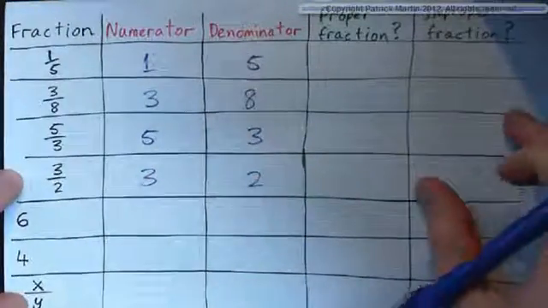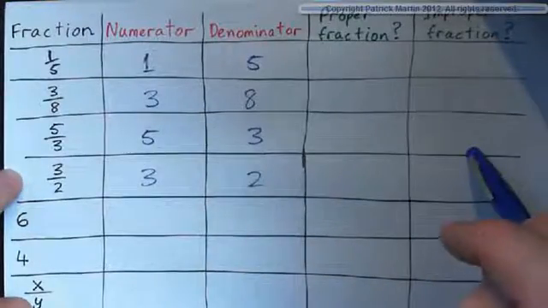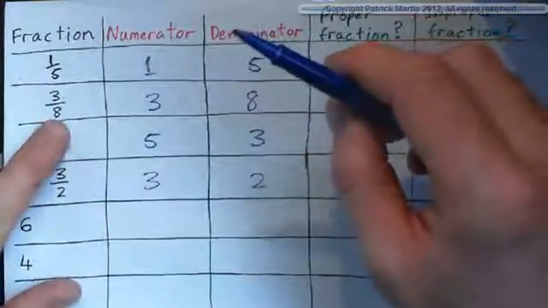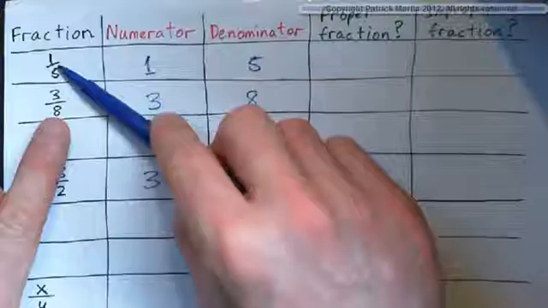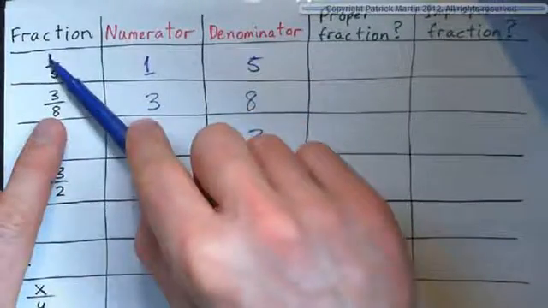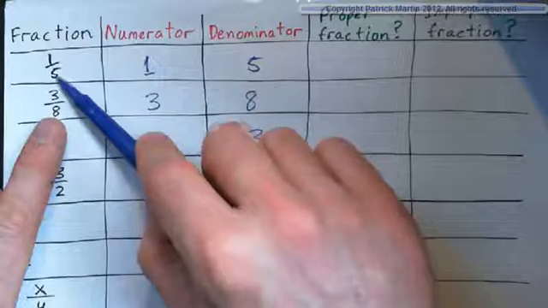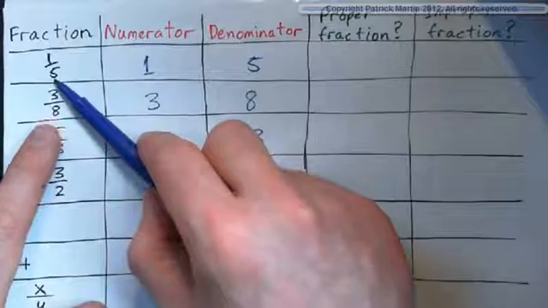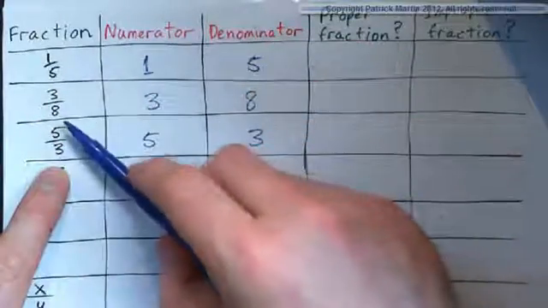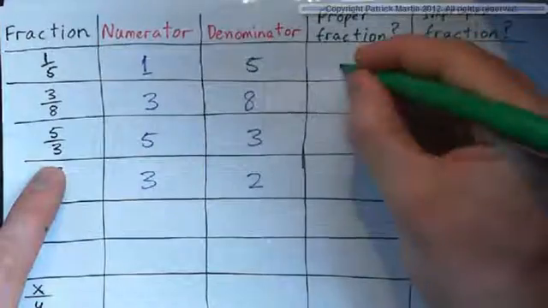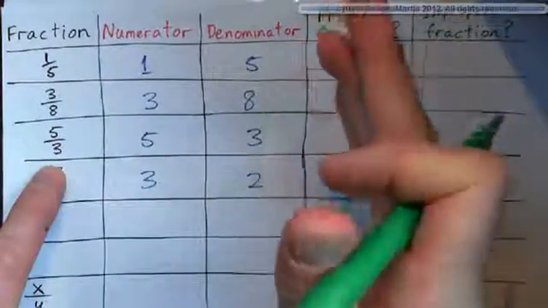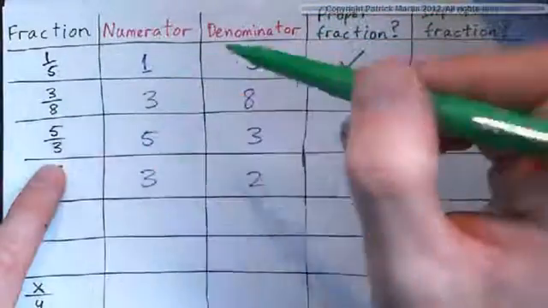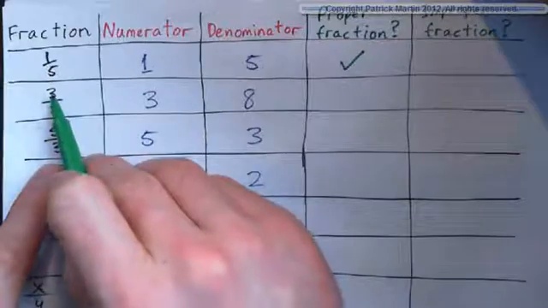Okay, so let's look at proper fractions and improper fractions. A proper fraction is like your regular fraction, like 1/5, where the numerator is smaller than the denominator. The top is smaller than the bottom. And so basically this is a proper fraction, not an improper fraction. The fraction is either proper or improper. 3/8, the top is smaller than the bottom.